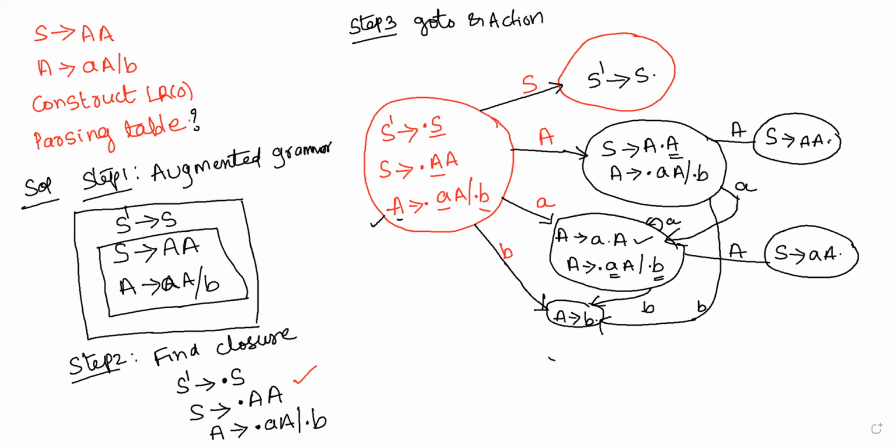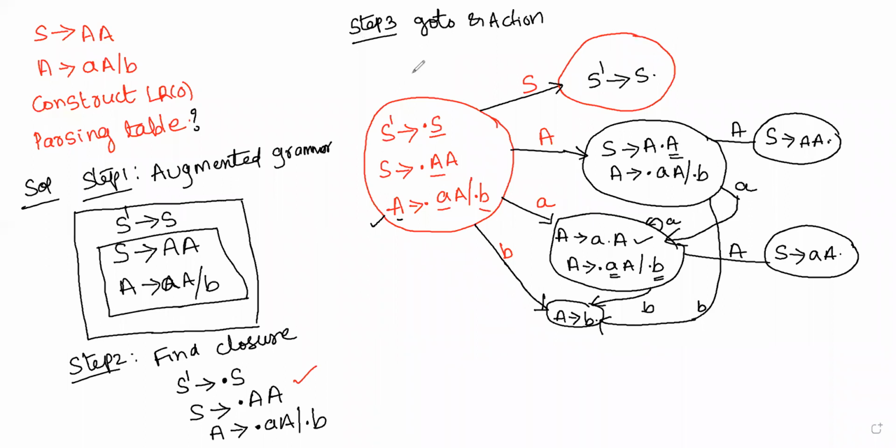Now what we are going to do is find the table. I am going to find the table values now. So remember, I am going to write all the values. This is called I0, this is called I1, this is called I2. Remember, these are all called I0, I1, I2, I3, I4, I5.